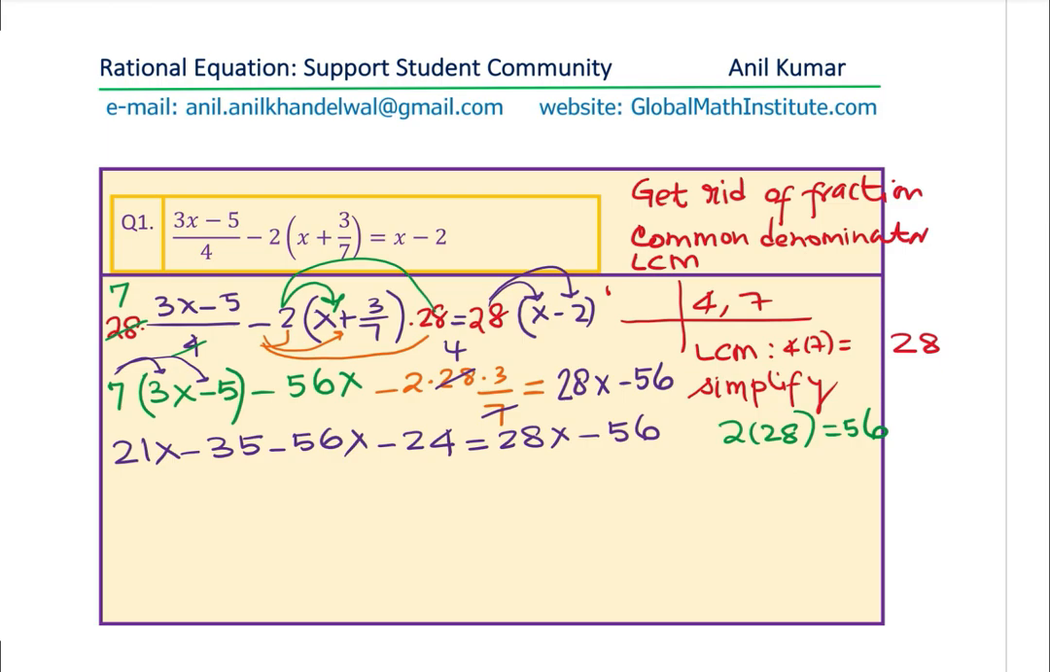So now we have an equation in which there are no fraction parts, nothing in the denominator. So that is what we say, get rid of fractions. How did we do so? We multiplied by the lowest common denominator, which we found as 28, and then we simplified it. Now, to further simplify, we can take variables on one side.